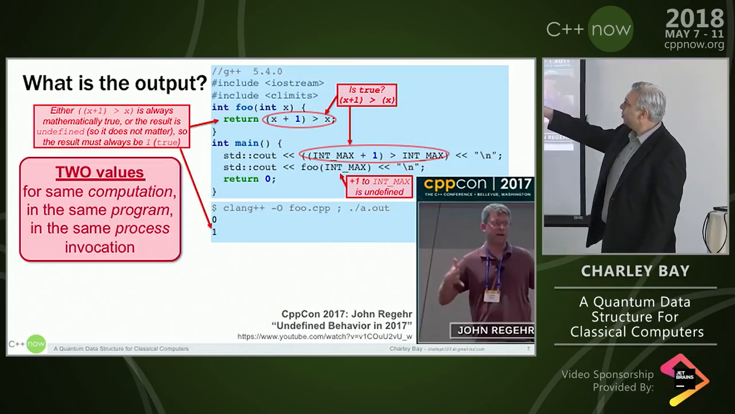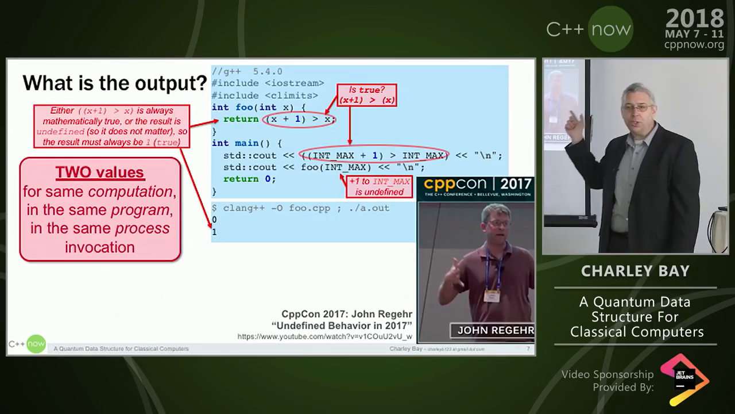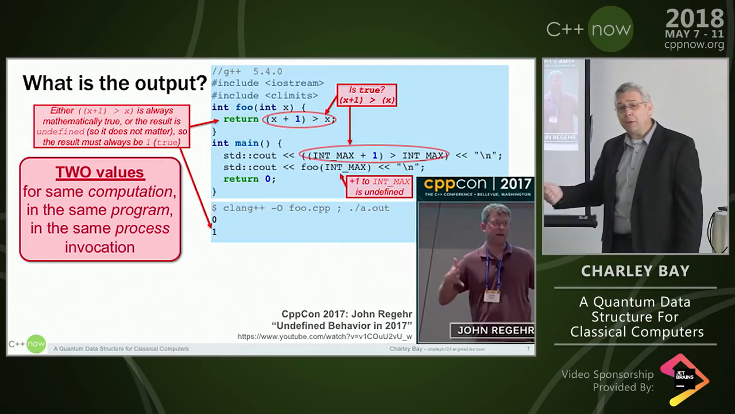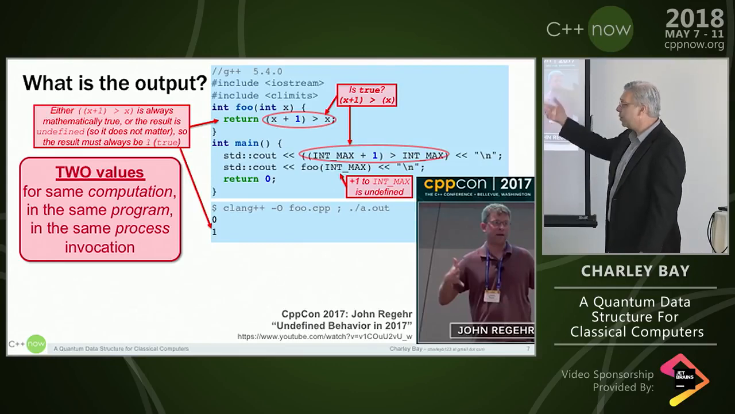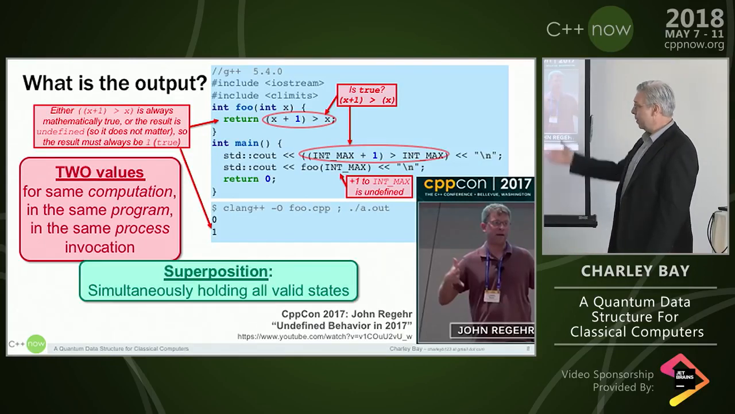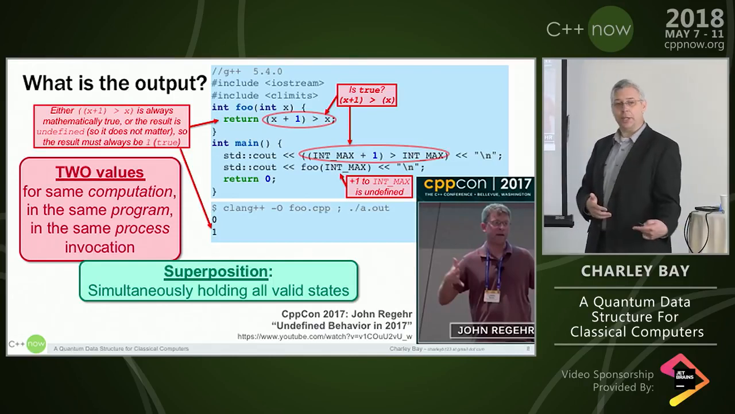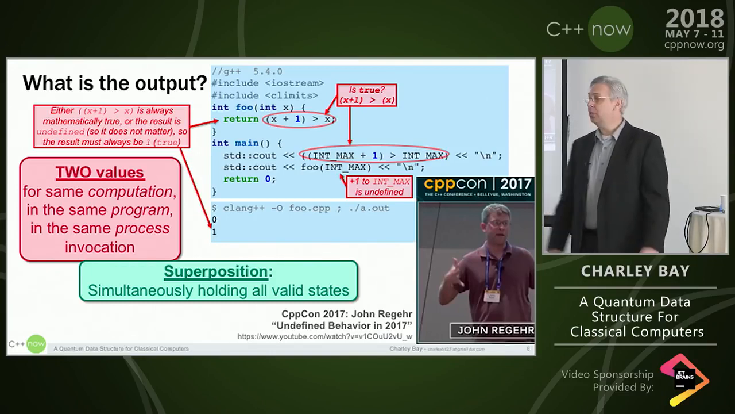This is an example coming straight out of John Regehr's presentation from CppCon. He's talking at the end of this week on undefined behavior. But really what we're highlighting is there are two values for the same computation in the same process invocation. Two values for the same computation. Now this is sitting on undefined behavior, for which C++ is famous, but that's also the idea of this superposition thing. We are simultaneously holding or representing all valid states.